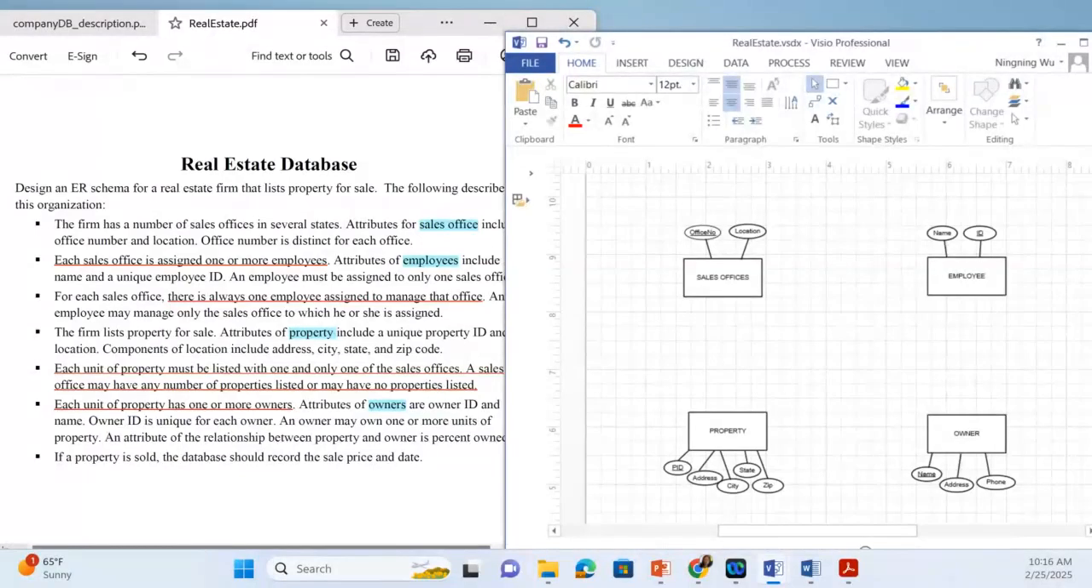Okay, so then let's see the relationship tab. Let's say the first line we marked: each sales office is assigned 1 or more employees. So that means between the sales office and the employee, we should identify a relationship tab. Can I do a shape?